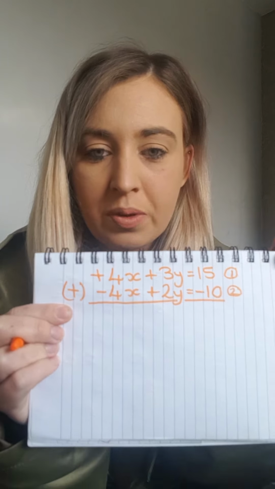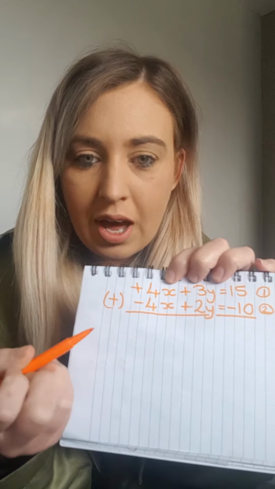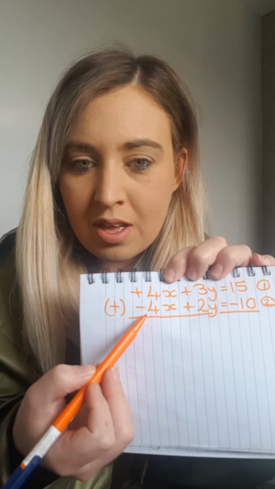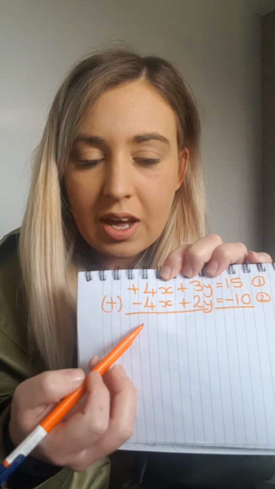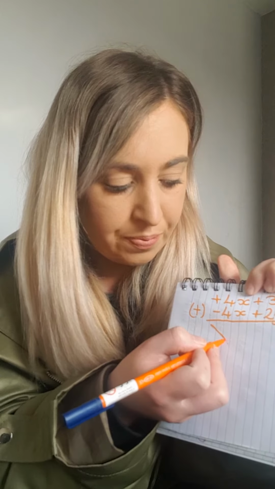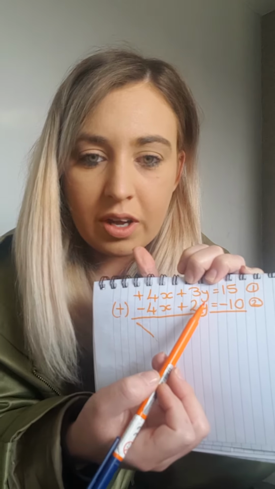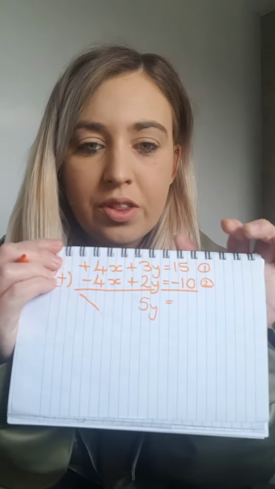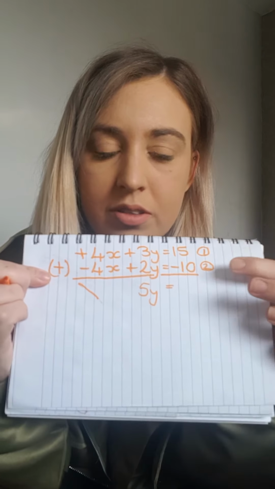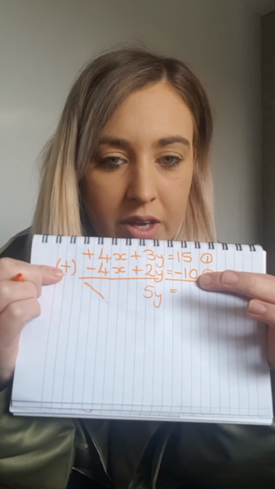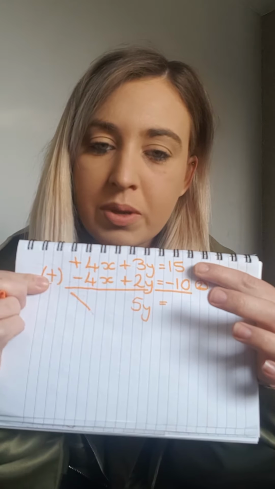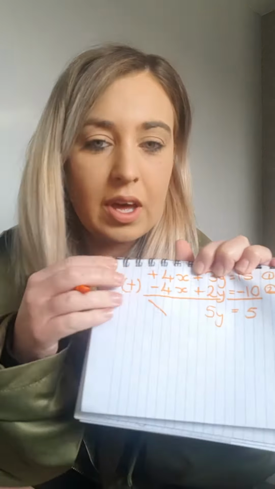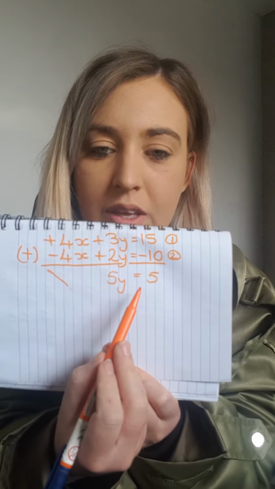Okay, so now we can have a look then. So if we had a positive 4x and we added a minus 4x, then that is the same as taking away. So that is still going to eliminate our x's. Now we've got 3y plus 2y, which is 5y. And on the other side, we've got 15 plus a minus 10. Now, plus a minus is the same as minusing. So really we can say we've got 15 minus 10, which will leave us with just 5. Okay? So now we've got 5y equals 5.